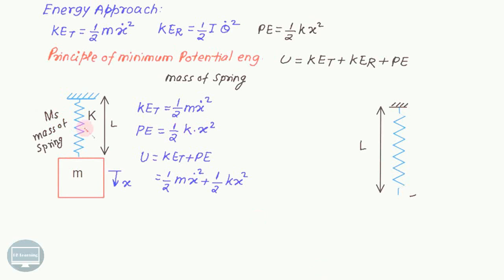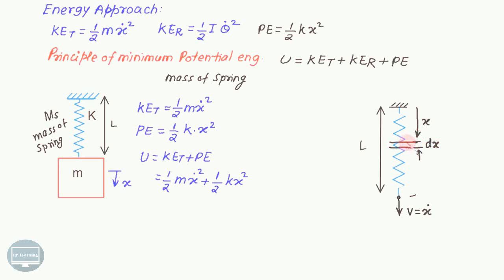This spring of mass ms, let us assume it is moving downward with a velocity v, equal to x dot. Now this mass ms is distributed over the entire length, so I will consider one small section at a distance x and thickness dx.